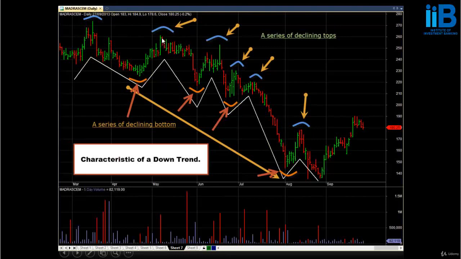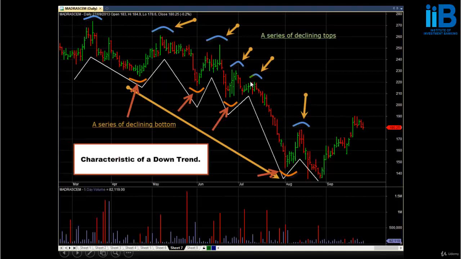comes down, makes a new low, surges up, fails to break its previous top, comes down, makes a new low, surges up, fails to go any higher, and finally broke down to make a new low. So each low is below its previous low. Similarly, each high is below its previous high. You can see each recent high is below its previous high.